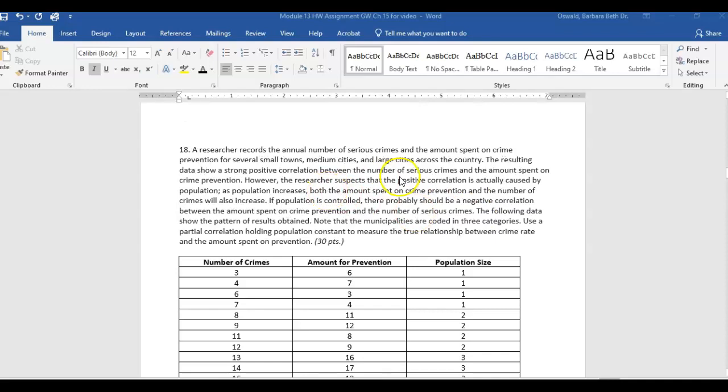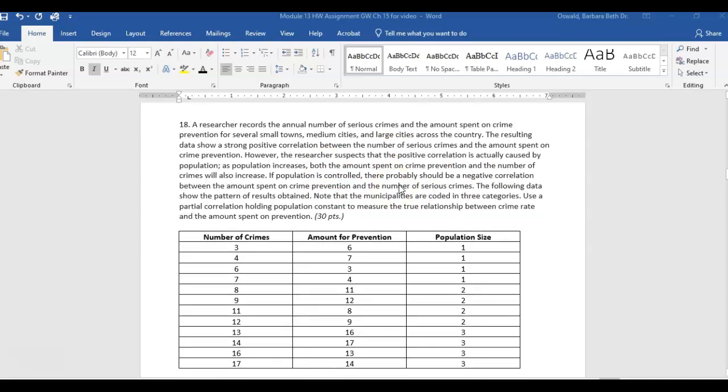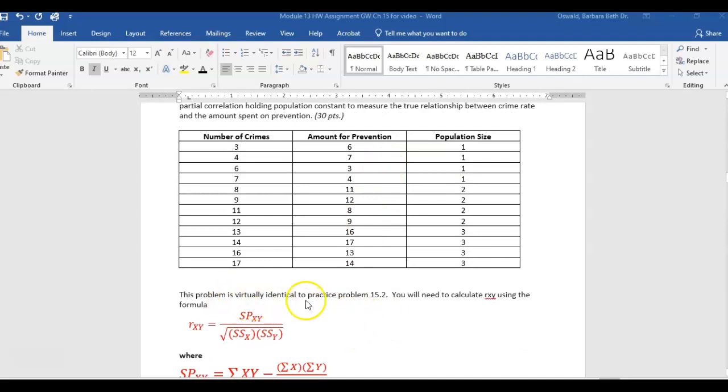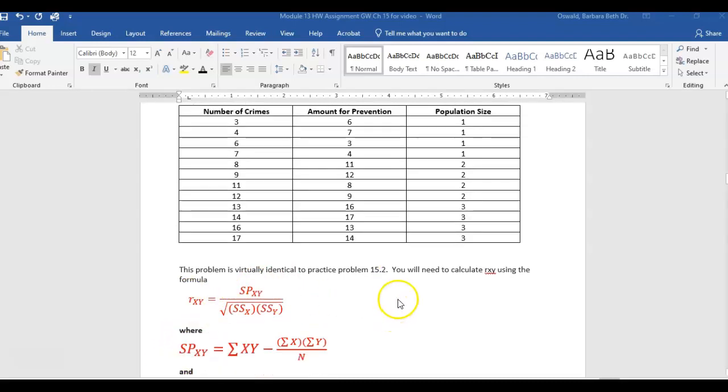Okay, the next problem is number 18. This problem is challenging because it's asking you to calculate a partial correlation. Partial correlation requires that you calculate all of the other combination of correlations before you get to your partial. So you're actually going to have 3 total correlation values here. This problem is virtually identical to practice problem 15.2. So how we're going to do that is first we're going to have to calculate the correlation between variables x and y. And so that's this RXY formula, the same one we just used.